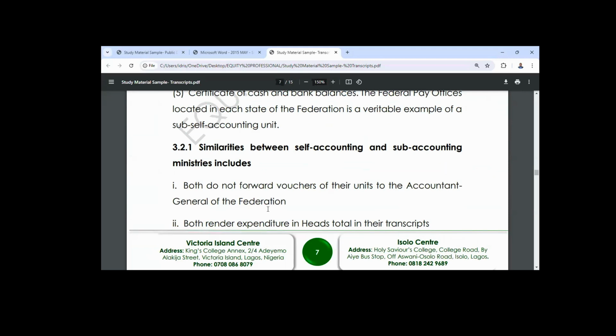Why? Self-accounting units don't forward their vouchers? So this one is not a similarity for them. Okay, thank you, sir. Yes.